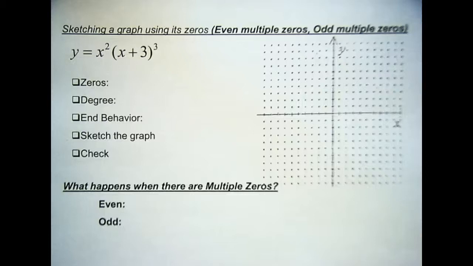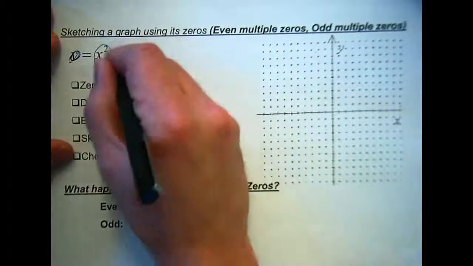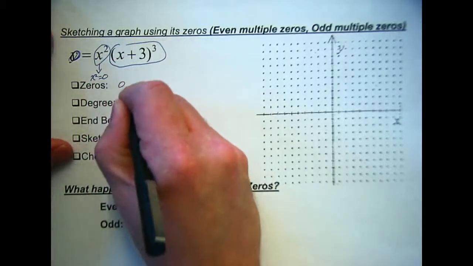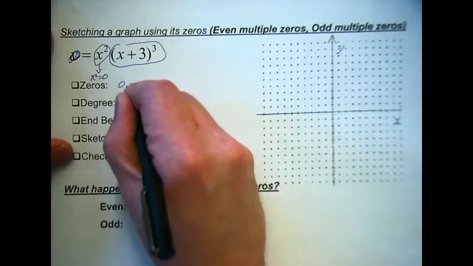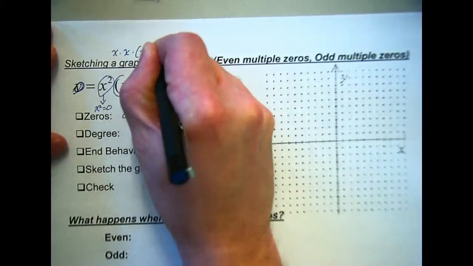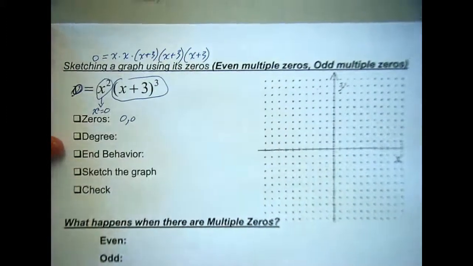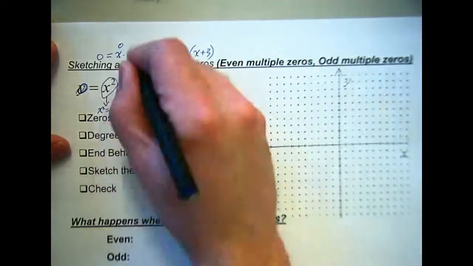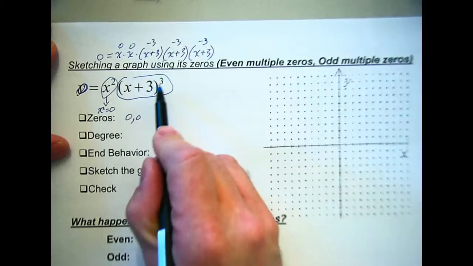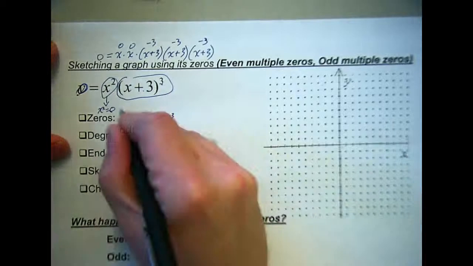Tell your neighbor the zeros. If this part is 0, what's our answer? X squared equals 0 gives me 0. How many times? Twice, right? That squared means there are 2 of them. If we expand it out, we have x times x plus 3 times x plus 3 times x plus 3, all equals y, or 0. This part could be 0, this part could be 0. What makes that 0? -3. So the shortcut is just to look at the power. There are 2 zeros, and there are 3 -3s. Those are my zeros.